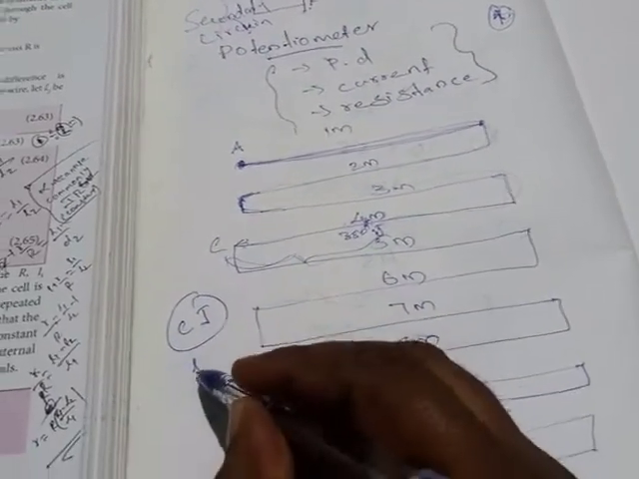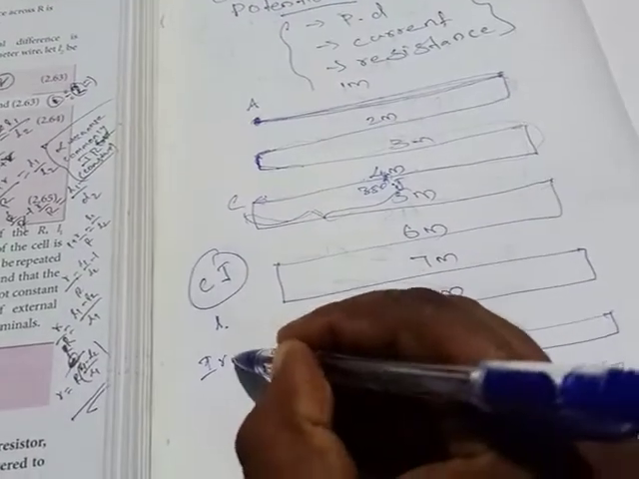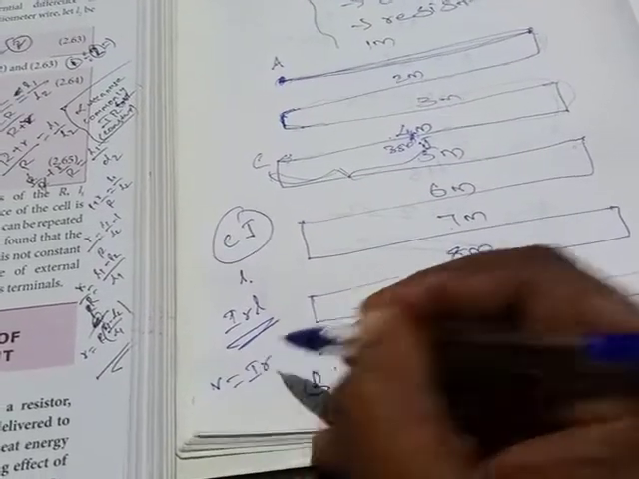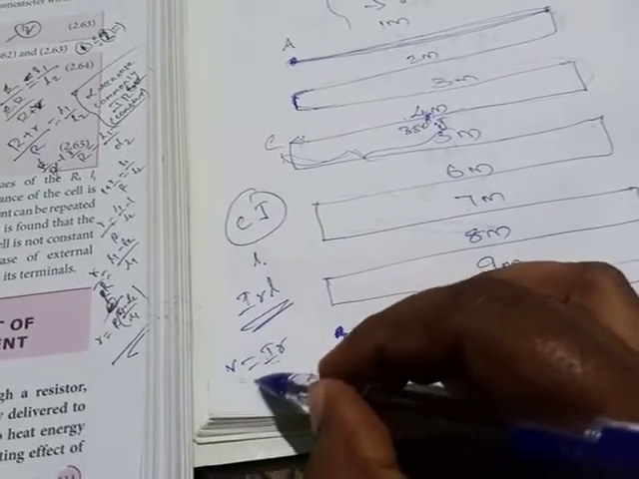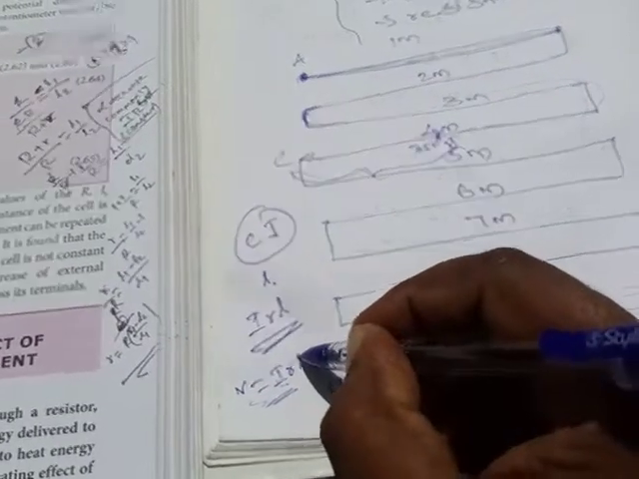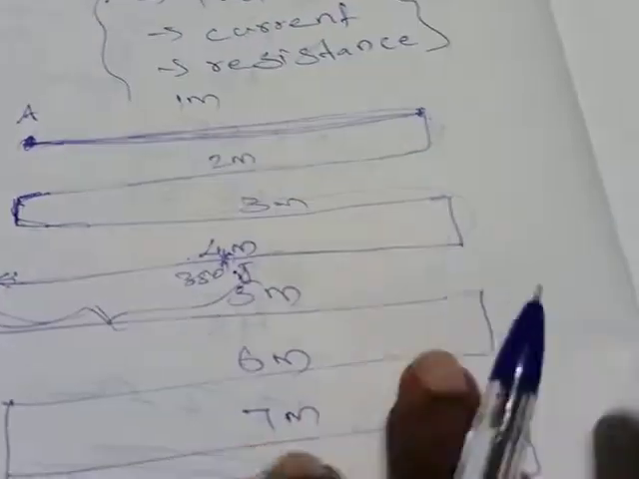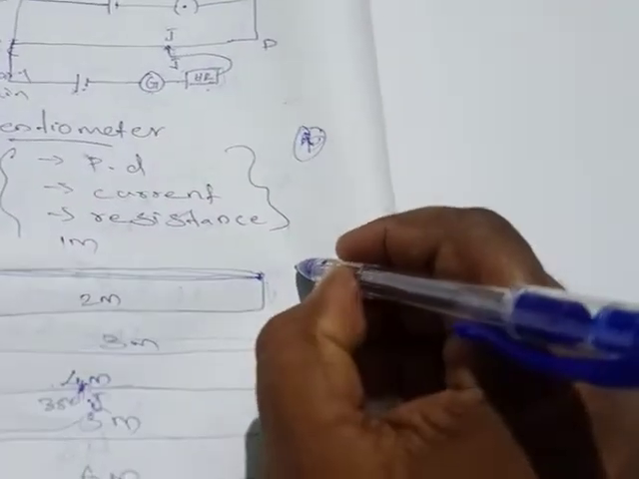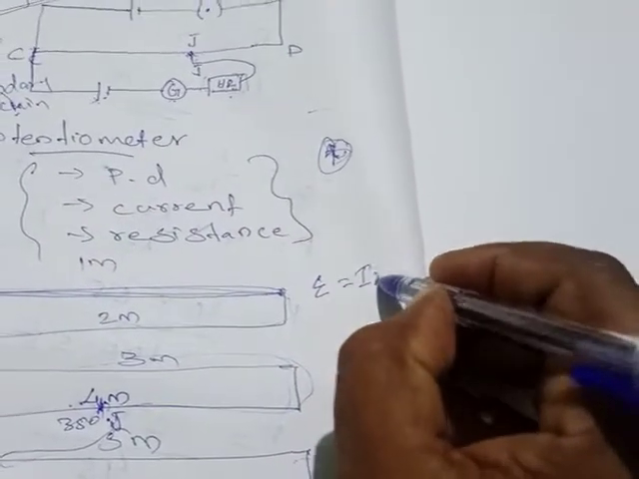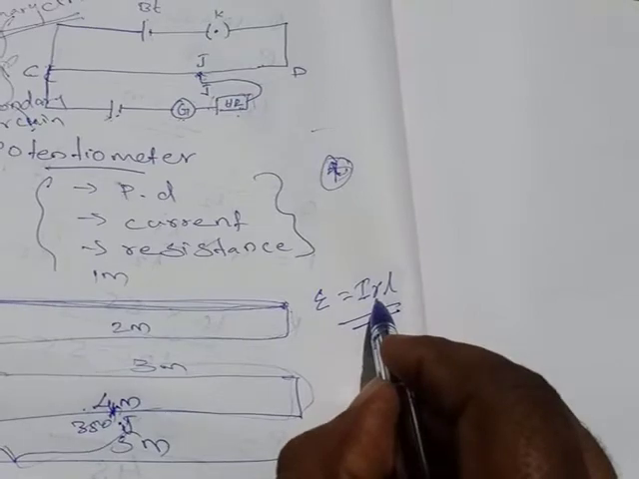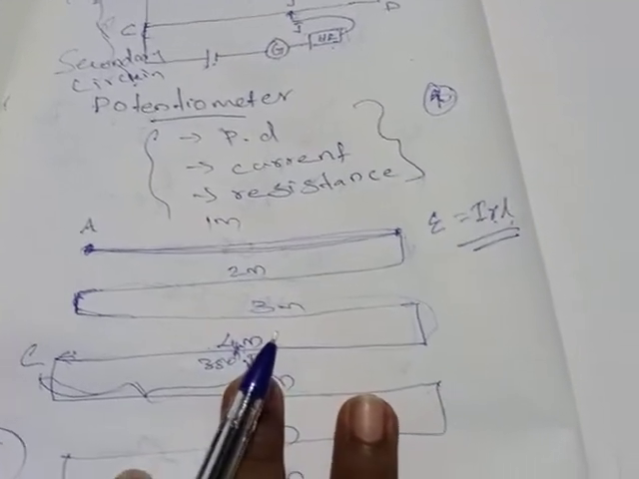So now the potential difference across this wire is IR into L. We know the potential difference formula, V is equal to IR, and we multiply by the balancing length and the resistance per unit length. So we can write the equation: now the EMF is equal to IRL. What is this I? I is the current flowing through this wire. R means the resistance per unit length. L means the balancing length. So this is what the potentiometer is about.